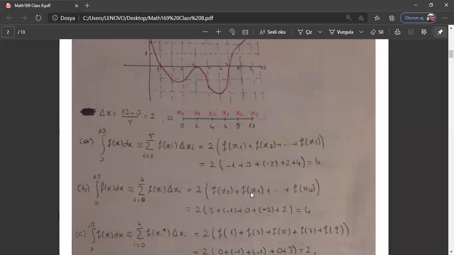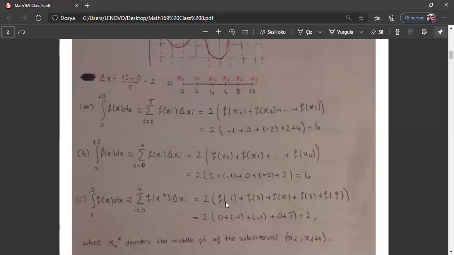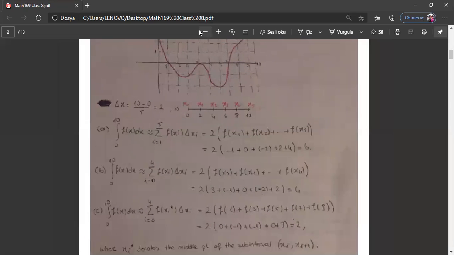It's 3. So f of x1, f of 2 is, as we did before, minus 1, then 0, minus 2, and 2. We don't take f of x5. The rest is the same as the previous one. So we get 4. And we take the middle points now. What's the middle point of this interval? It's 1, 3, 5, 7, and 9. So what do we have? We again compute the values of the function by using the graph and get 2.